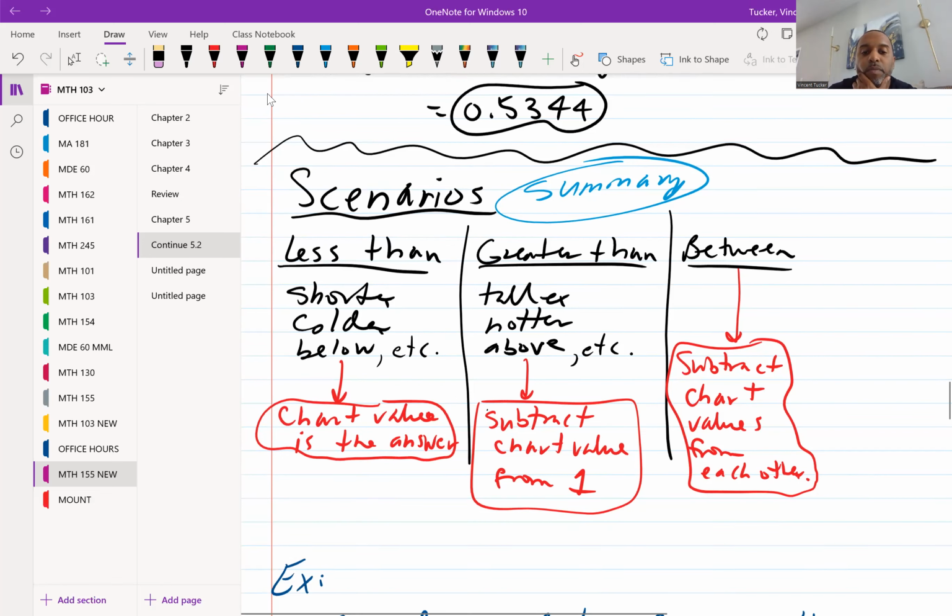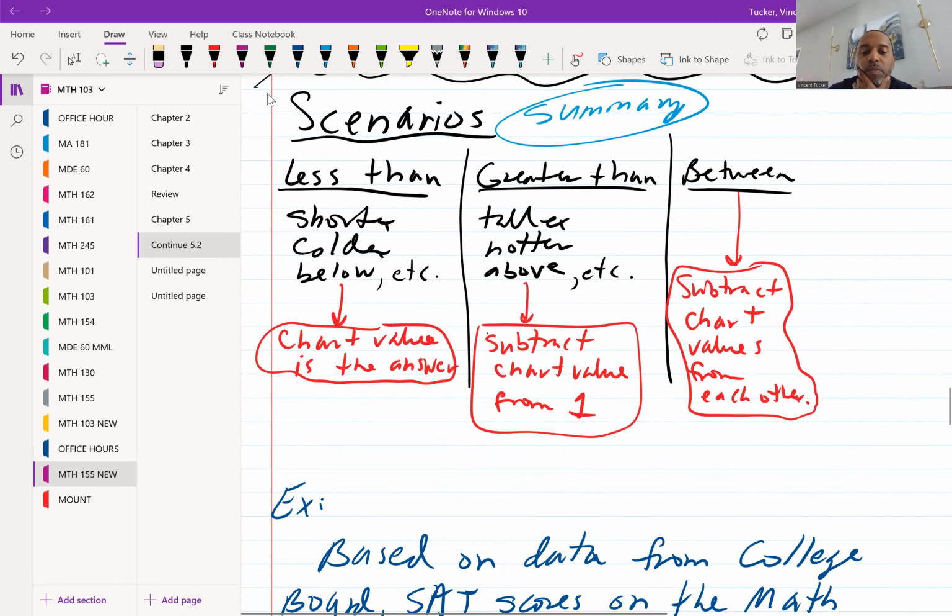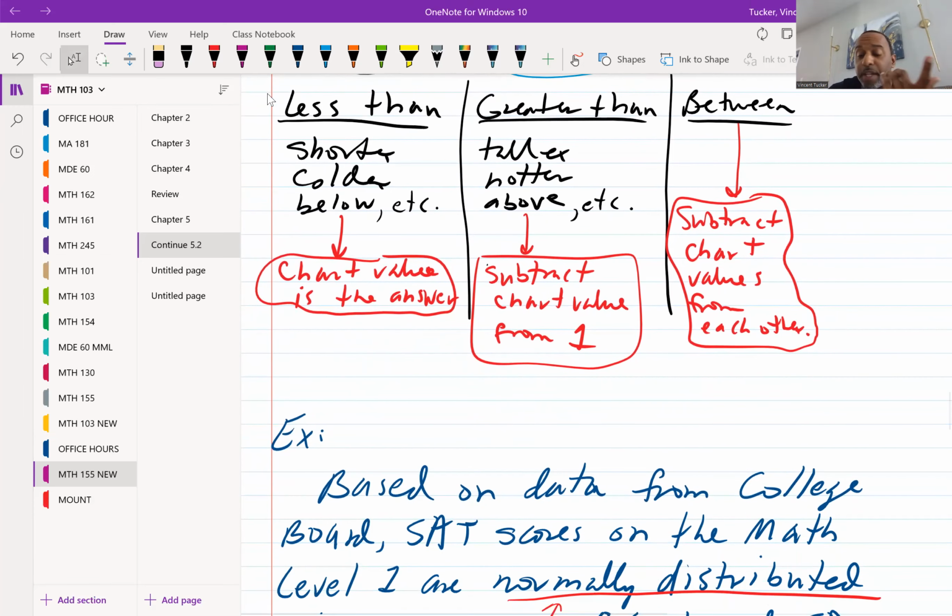All right, can I scroll up? All right, we'll do one more example, just re-emphasizing the process.